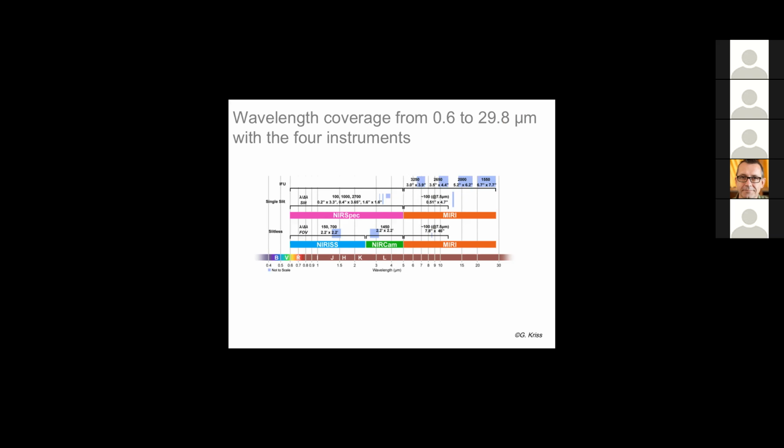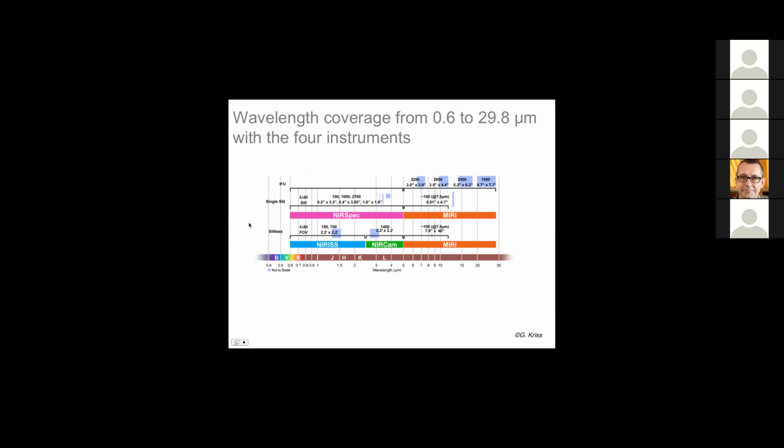So NIRSpec has 4 slits and 1 big aperture to allow spectroscopy from 0.6 up to 5 micron, and then MIRI has a low resolution spectroscopy mode with a slit, but also a slitless configuration. So the slit, the LRS, will allow you to have a spectrum from 5 up to 12 micron. And beyond that, the only option to have a spectrum of your source will be to use the IFU, which is the medium resolution spectroscopy mode on MIRI. I will give a dedicated webinar for the IFUs next year.